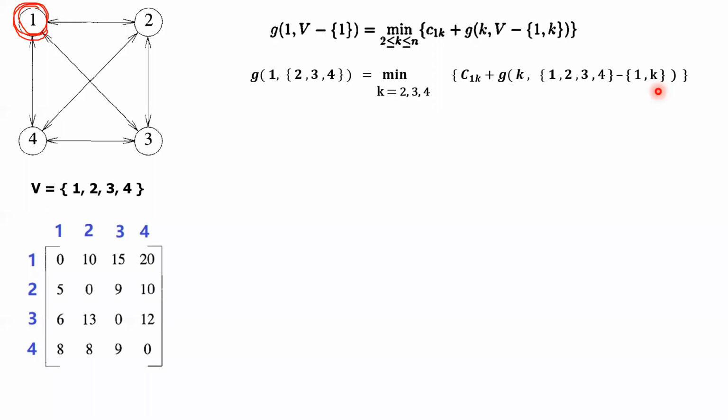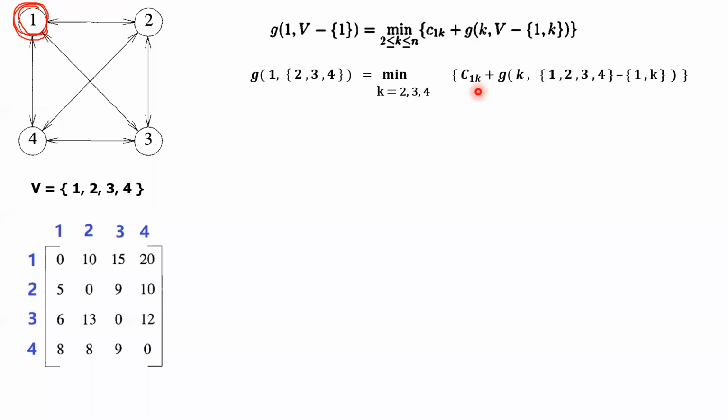Now, how can I vary the possible values of k? What are the possible values for k? K value can be 2 or 3 or 4 because these are the remaining cities that are to be visited. Now, in each of the k here, I have to replace it with 2. Then I'll have to replace it with 3. Then I have to replace it with 4. And I have to find the values, and whichever value is minimum, I'll take it.